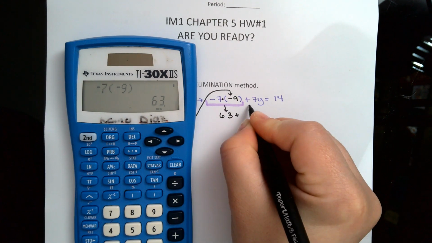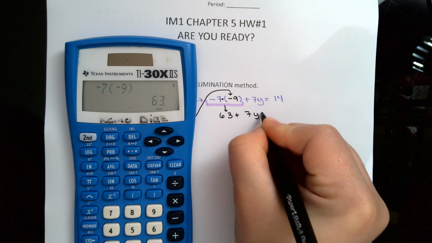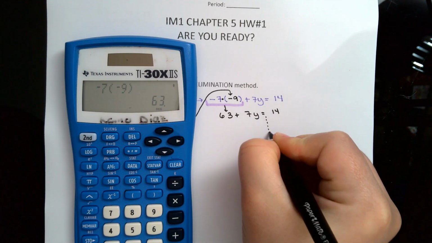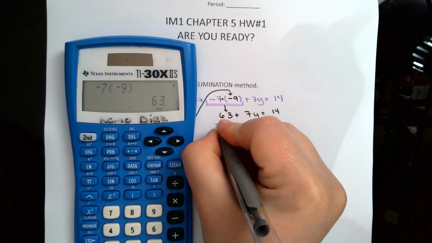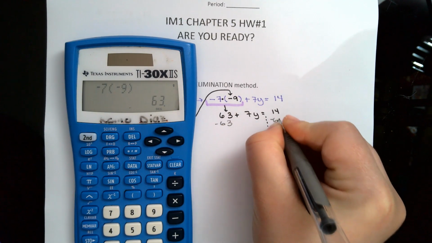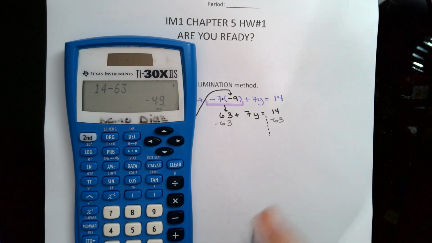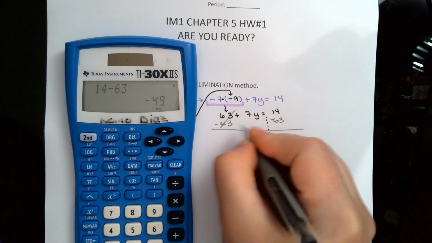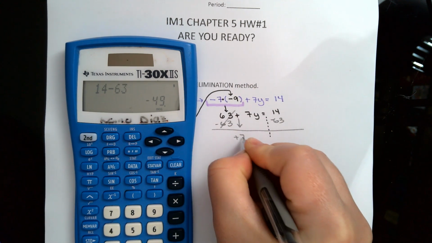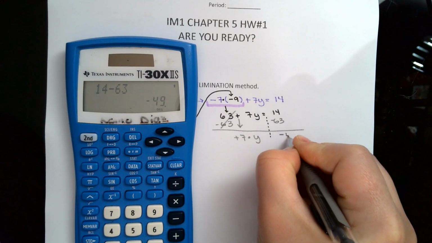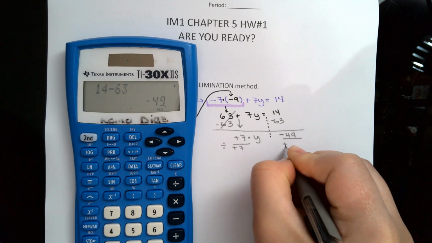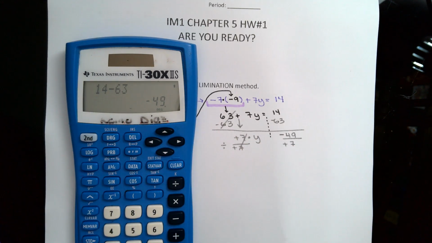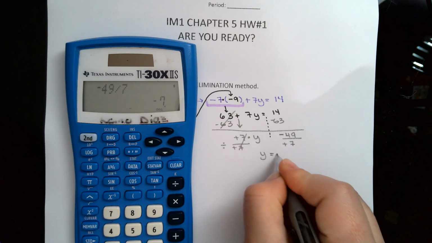63 plus, bring down the 7y, equals 14. Now I'm going to draw a dotted line for a balance. That's what the dotted line represents. And now we're going to be subtracting 63 on both sides. 14 minus 63, I get negative 49. Let's remove the 63s, bring down the positive 7 times y. Divide by that positive 7. We got negative 49 divided by a positive 7. y is then equal to a negative 7.